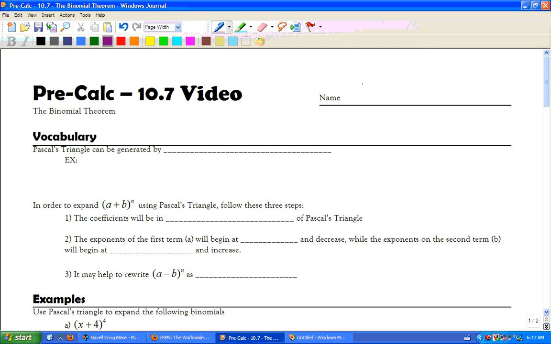Welcome back, pre-calculus students. Today we're going to be looking at a process called expansion.